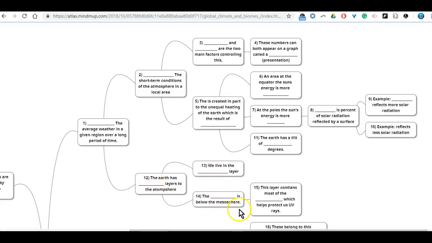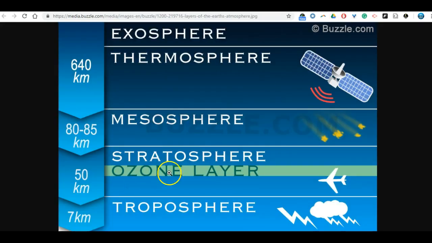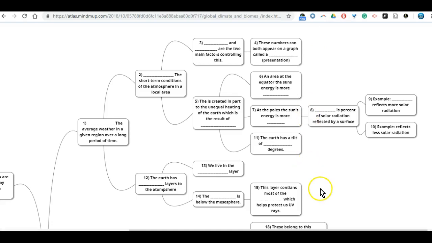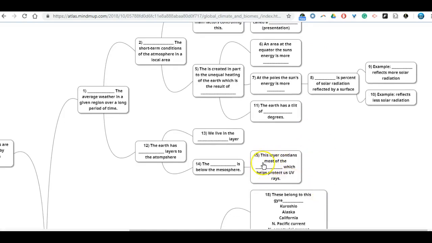Now blank is below the mesosphere, so if I come back over here, that would be the stratosphere. Now the important thing about the stratosphere is that it contains the ozone layer. Now is there ozone in the troposphere? Yes, but it's a bad thing when it's in the troposphere. It needs to be in the stratosphere to protect us from ultraviolet light. So this right here is, again, ozone, which protects us from UV rays.